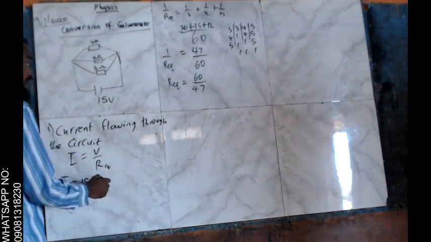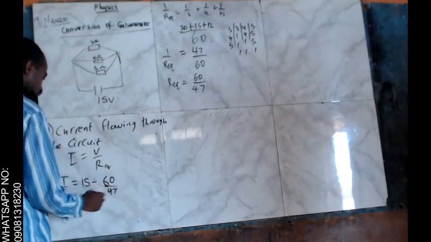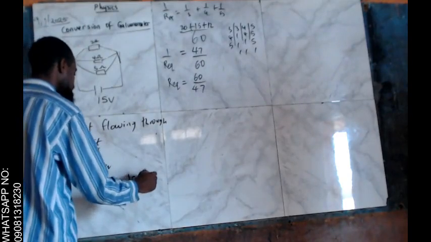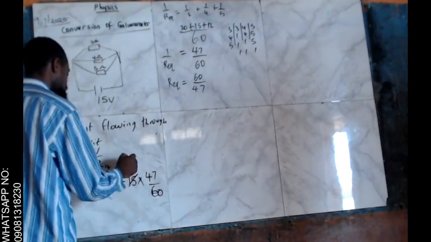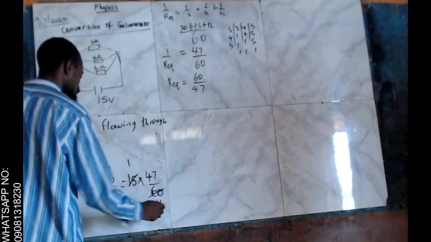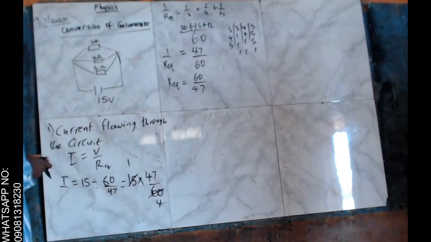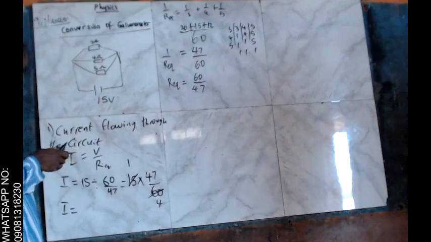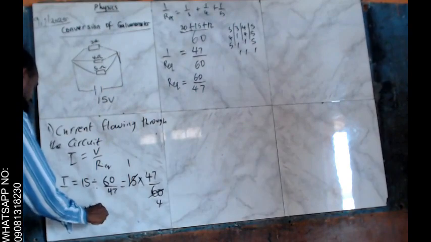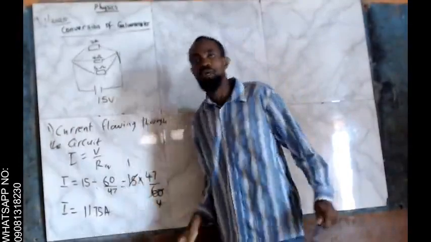So I is now equal to V, which is the terminal potential difference, over R eq. We are looking at the current flowing. The terminal potential difference, which is the EMF, 15, divided by R eq, 60 over 47, is the same as 15 times 47 over 60. 60 divided by 15 is 4. So current is equal to 47 divided by 4, that's 11.75 ampere. So that is the current flowing through the whole of this circuit.